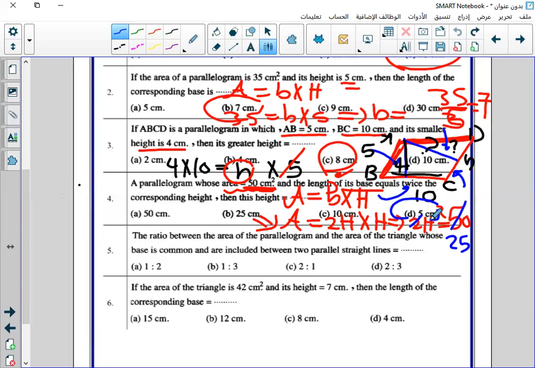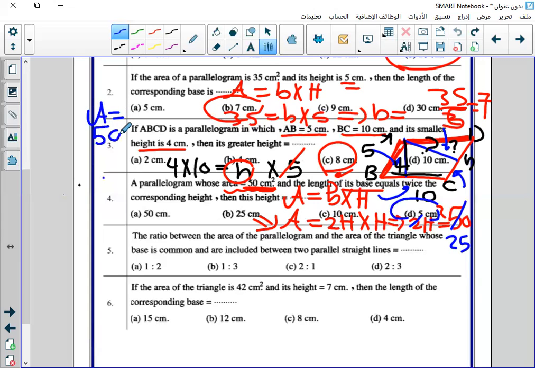But I don't feel that I understand it very well, honestly. Okay, let's repeat it again. A parallelogram whose area is 50 square centimeter. In this example, the area is given, 50 square centimeter. So area equals 50 square centimeter.